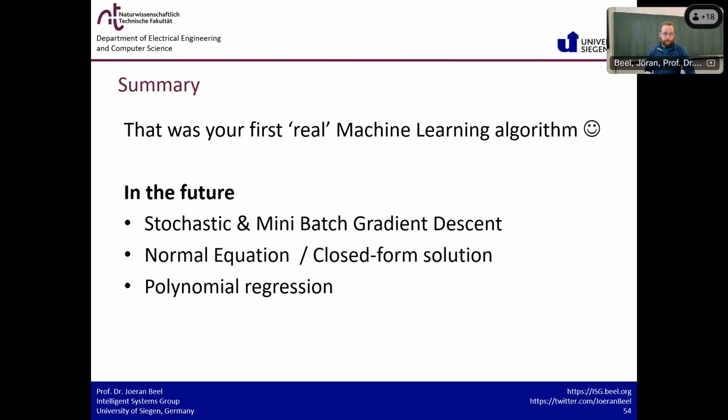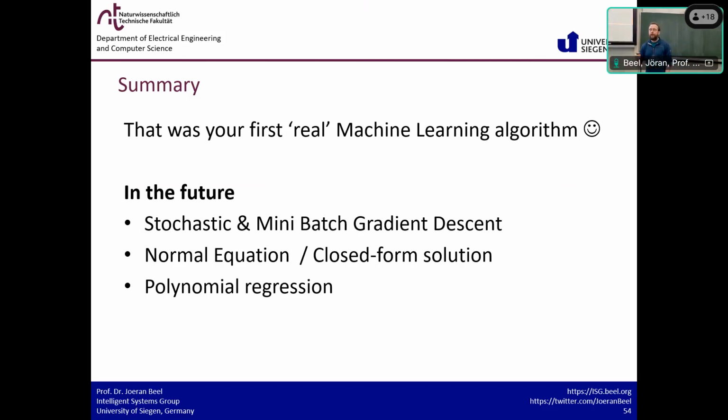So that's the nice thing about linear regression. There are many variations of linear regression, also about gradient descent. You now had the example of batch gradient descent. In batch gradient descent, you use the entire data set. That's what I showed you. There are variations such as stochastic and mini-batch gradient descent.